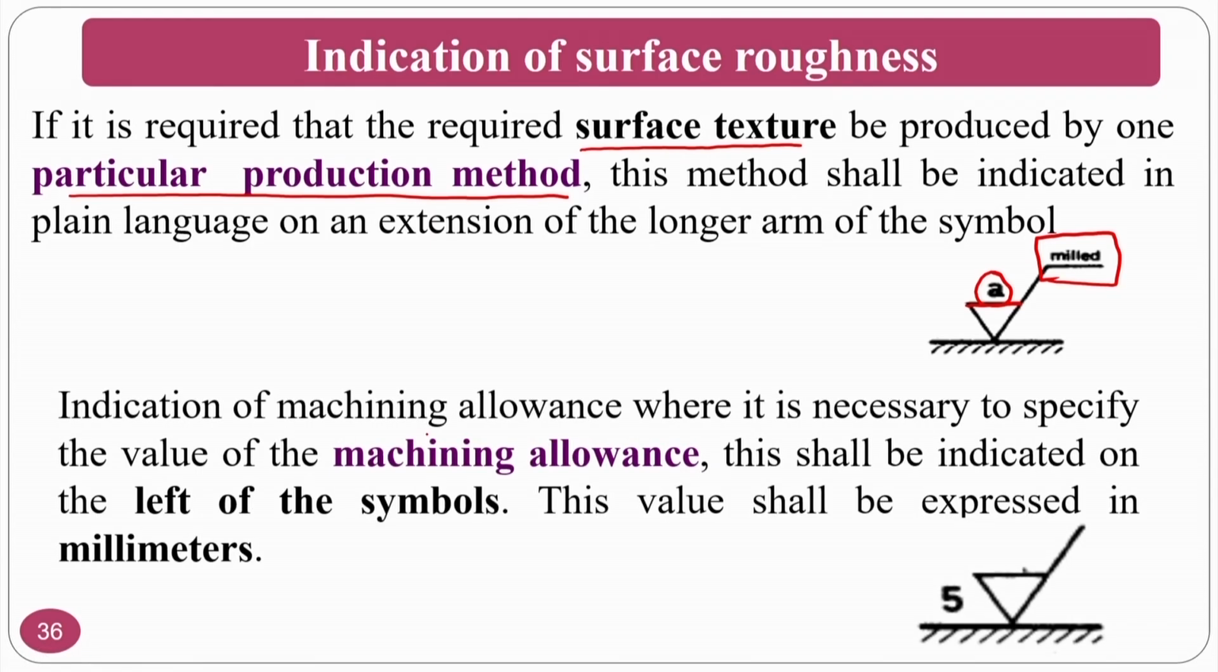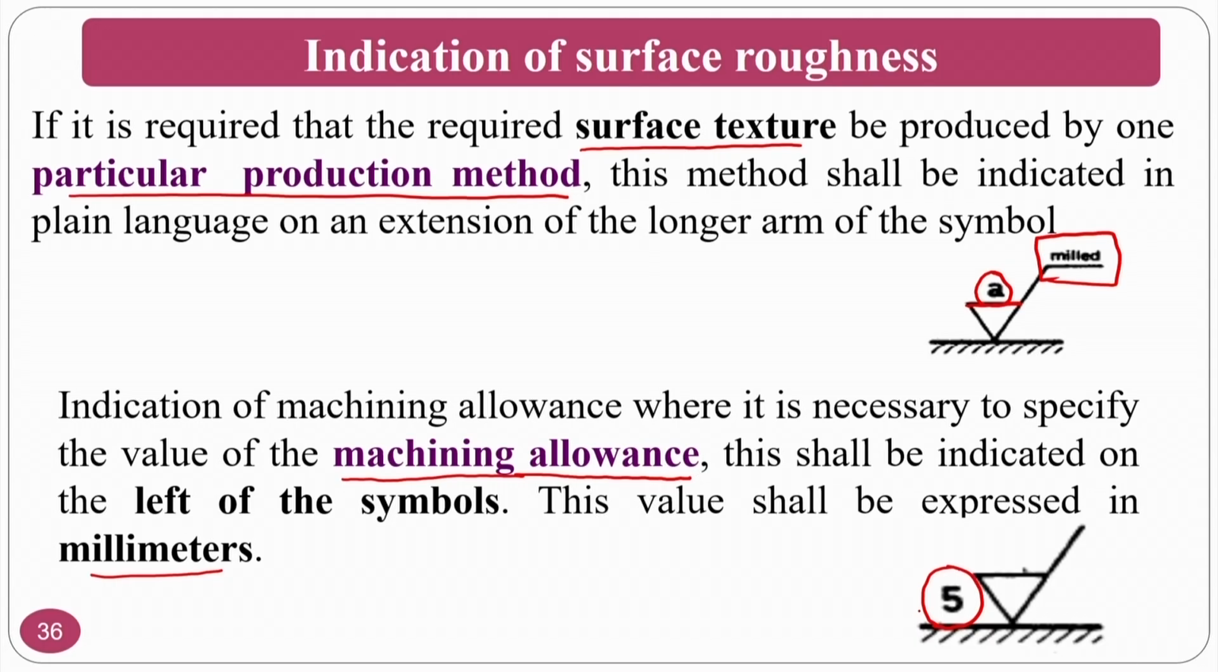Indication of machining allowance, where it is necessary to specify a value of a machining allowance. Okay. And this shall be indicated at the left of the symbol. This value shall be expressed in millimeters. Okay. The 5 will represent the machining allowance.